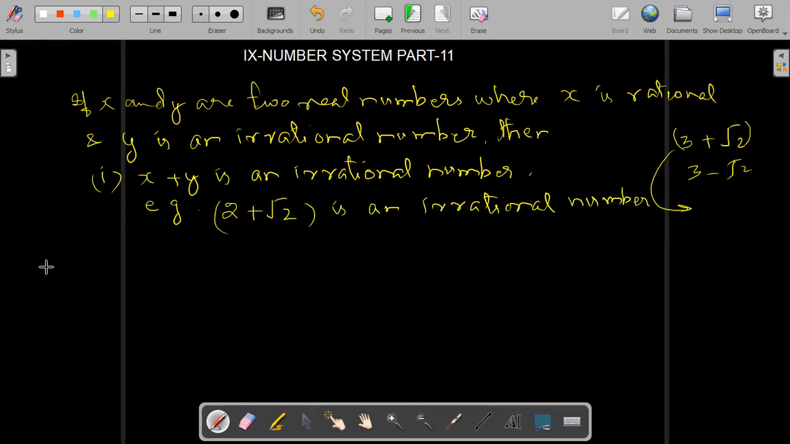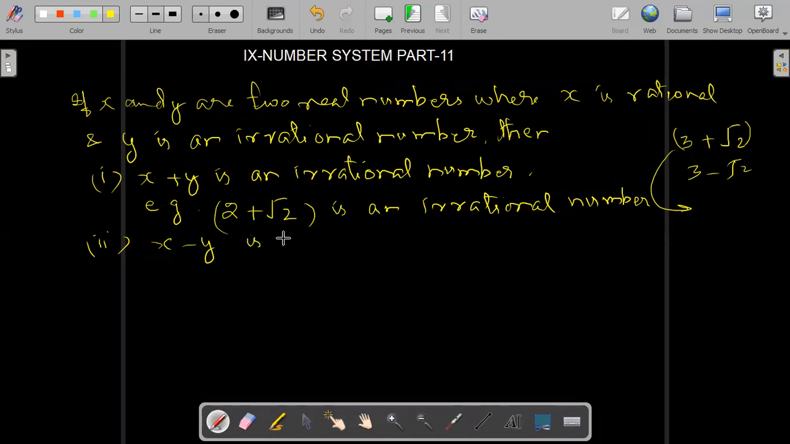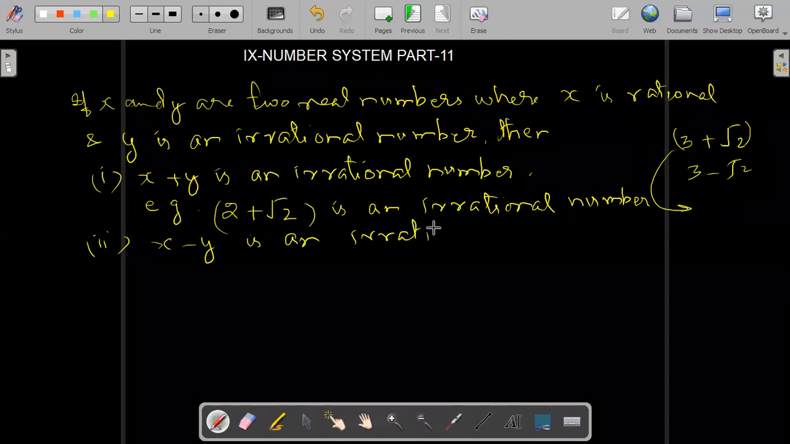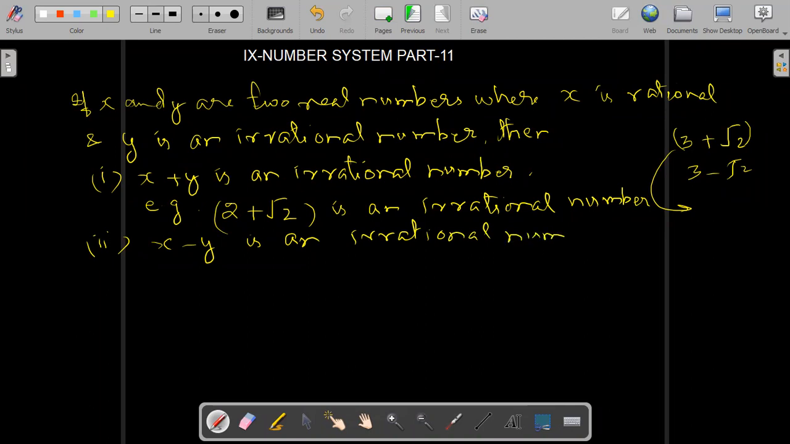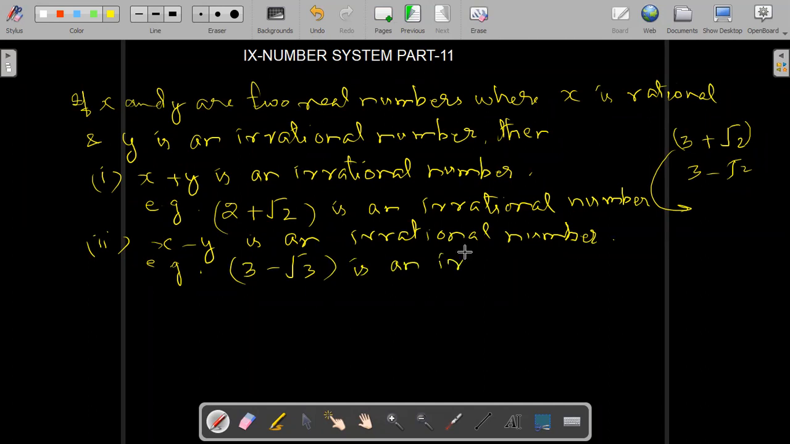Similarly, if we subtract, x minus y, 2 minus root 2, is also an irrational number. For example, you can write 3 minus root 3. It is the difference of a rational and an irrational number, but its result is an irrational number.